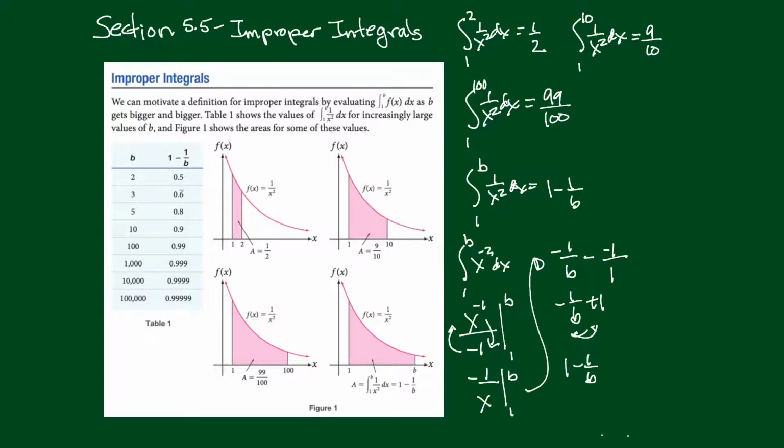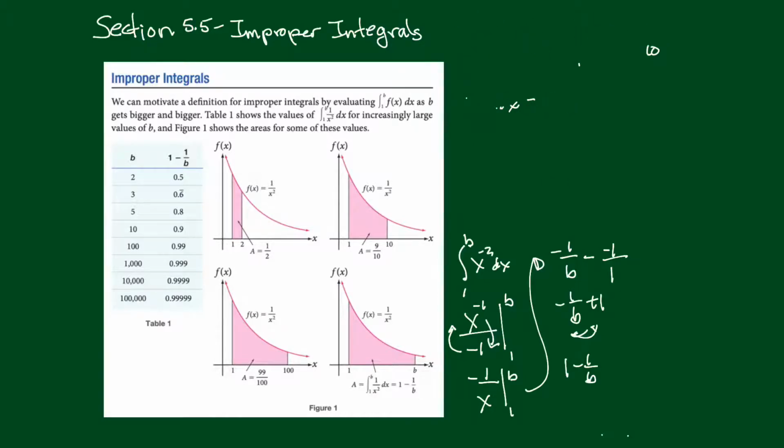Now, let's use this idea here and get some room. I'm going to erase this stuff right here. And then let's see what happens if we push b out even farther. We pushed it from 1 to 2, we got 1/2. 1 to 10, we got 9 over 10. 1 to 100, we got 99 over 100. Then we took it out to some arbitrary number b, and we got this expression right here. So now, why don't we just take b out farther? Let it go to infinity. Take it all the way out to infinity.